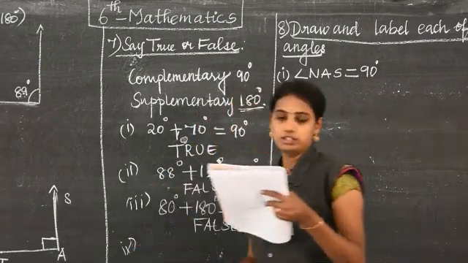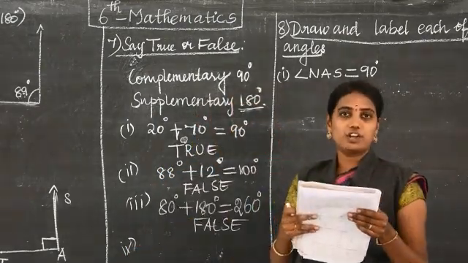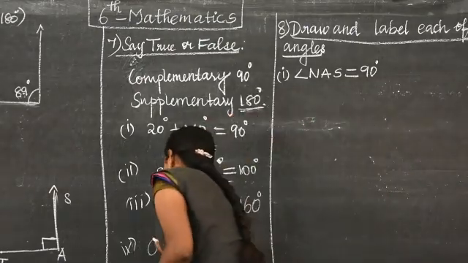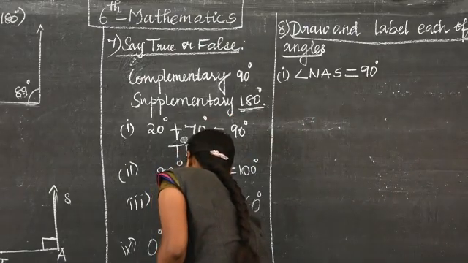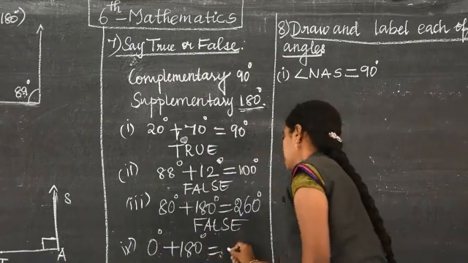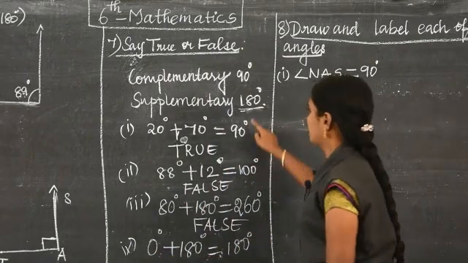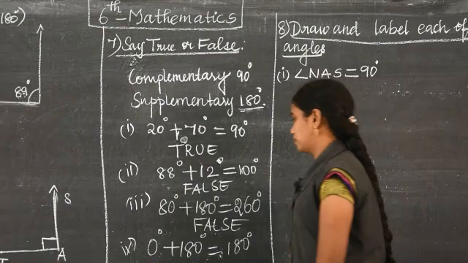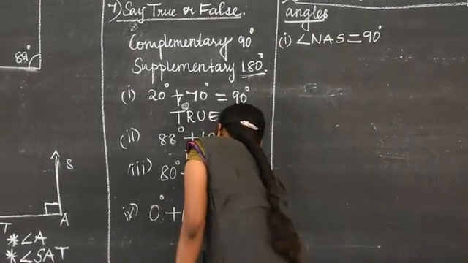Option 4. Option 4 is 0 and 180 are supplementary. 0 plus 180 is 180. 180 is supplementary. So the given statement is true.